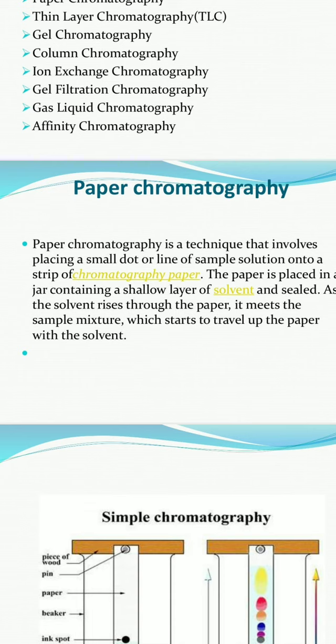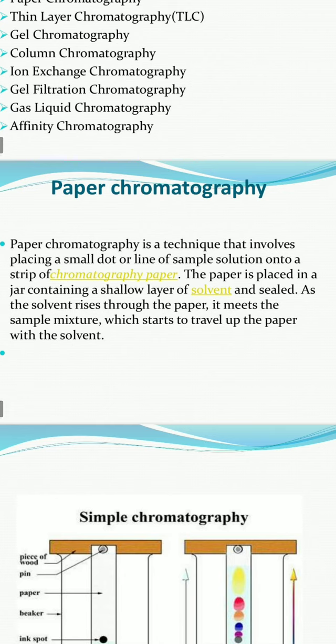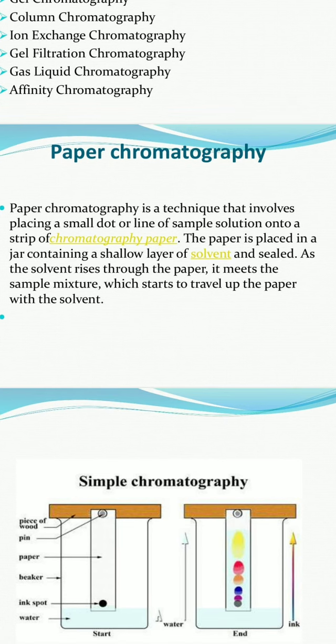So in paper chromatography basically, a dot or a line of the sample is placed on the paper, and this paper is placed in the beaker containing the different solutions. This paper is known as chromatography paper, and it is placed in a jar containing a shallow layer of solvent and sealed. As the solvent rises through the paper, it meets the different mixtures and they start to travel up the paper with the solvent.